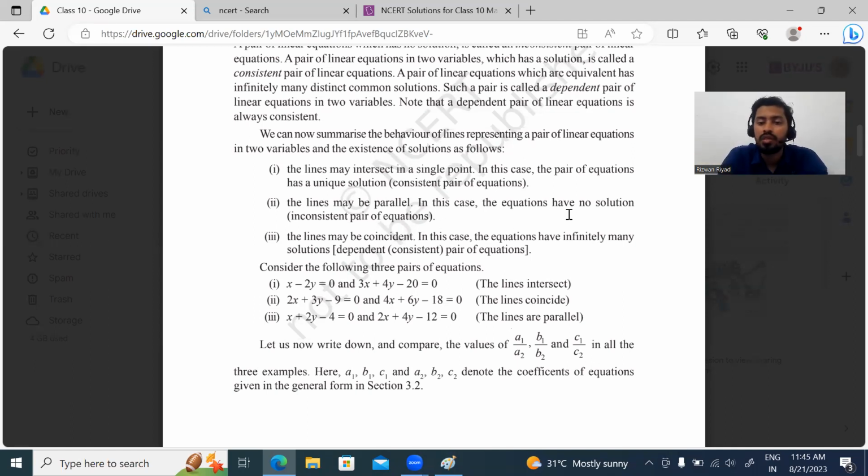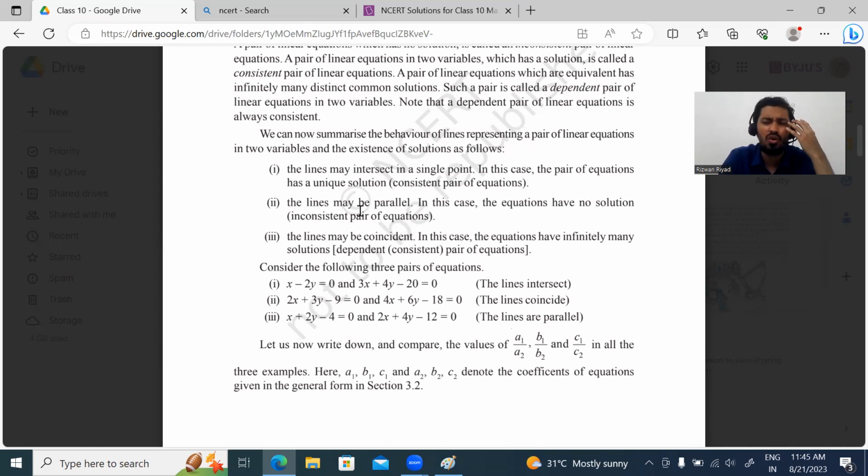In this case, the equations have no solutions. Solution means intersecting, so the lines have to intersect to have a solution. But here you can see the lines are parallel. This is the second possibility. If you are trying to solve equations graphically, this situation may arise in which the lines are parallel.